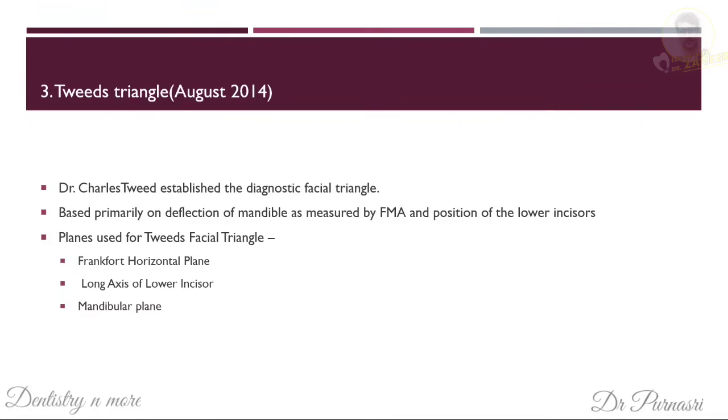Next question is Tweed's triangle. Tweed's triangle is a cephalometric evaluation. It was given by Dr. Charles Tweed to establish a diagnostic facial triangle. Primarily, it measures the Frankfurt mandibular angle and the position of the lower incisors. He uses three planes, that is the Frankfurt horizontal plane, the long axis of the lower incisor, and the mandibular plane.